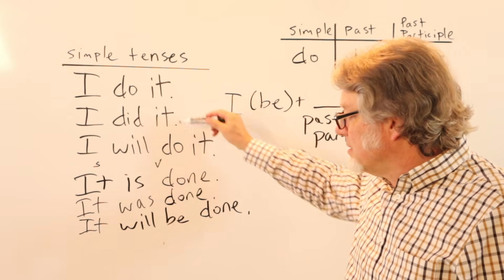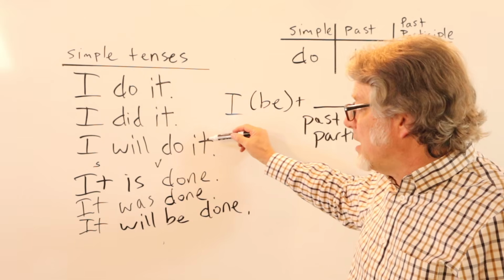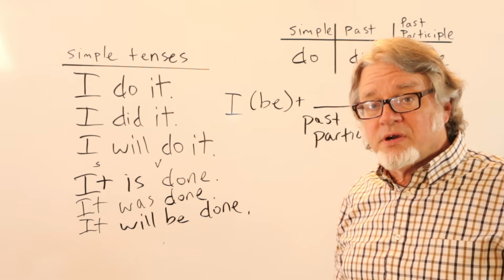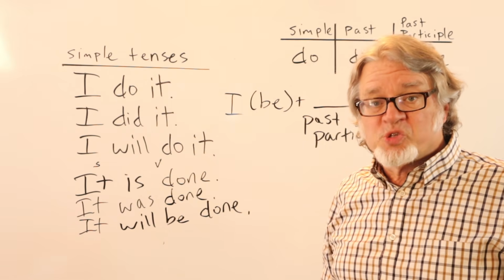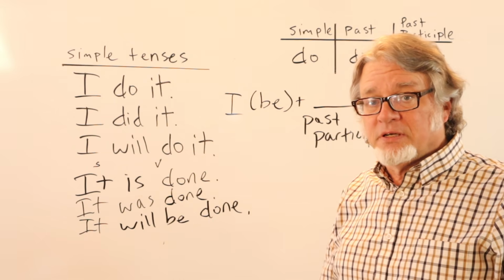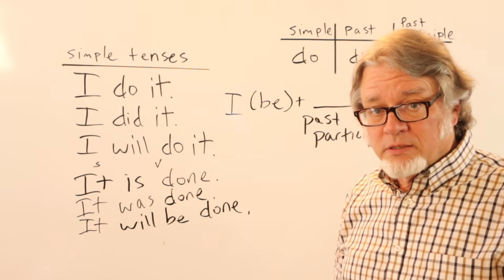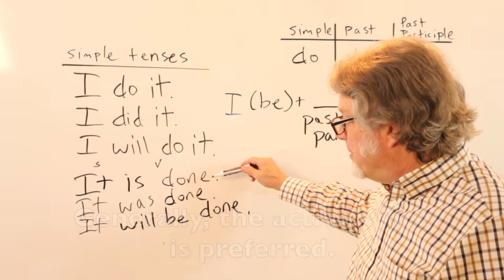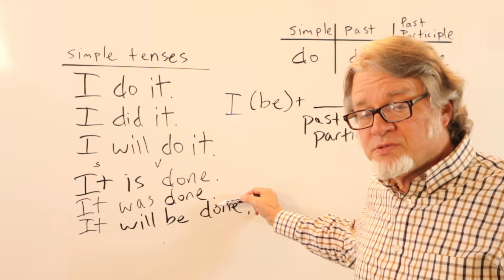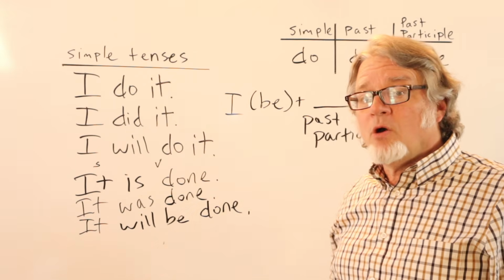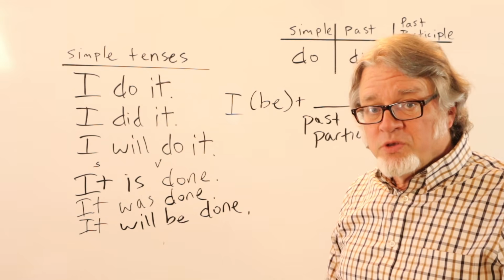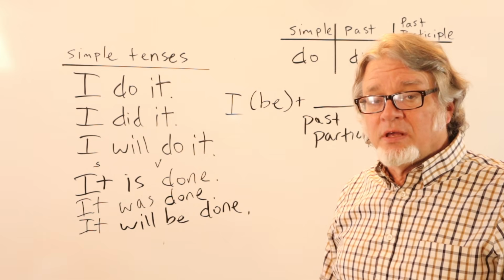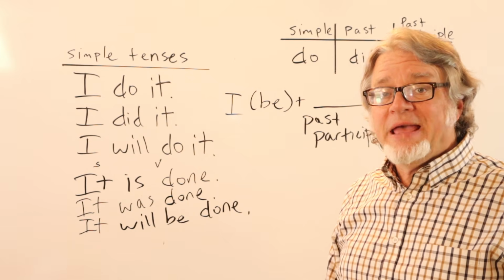I did it, it was done. I will do it, it will be done. The meanings are the same, but the way that you express each sentence is different. Which one is better? Generally, the active voice is preferred, but sometimes there are some reasons to use the passive voice. The main goal of this video is for you to learn how to put the passive voice together using helping verbs and the main verb.